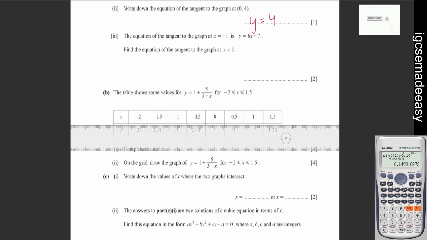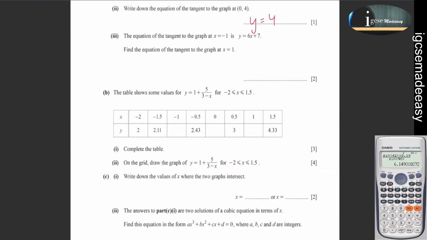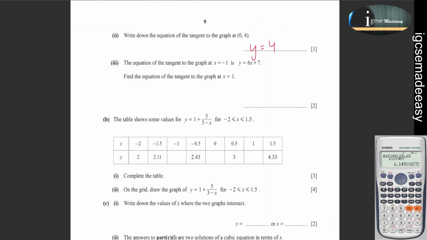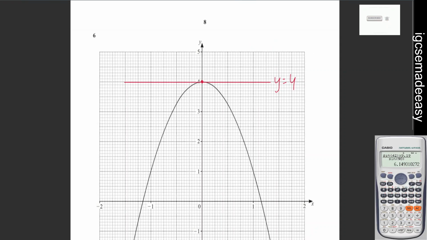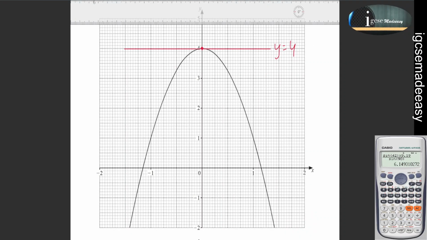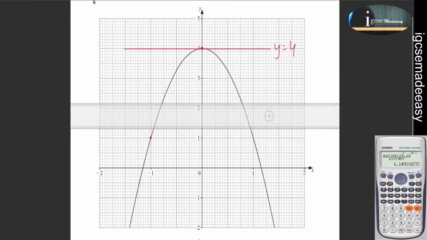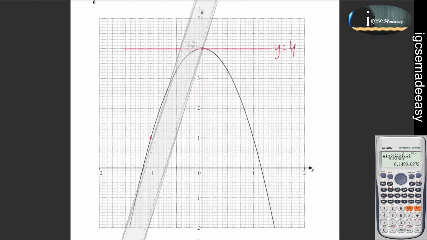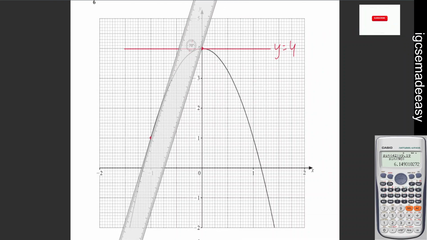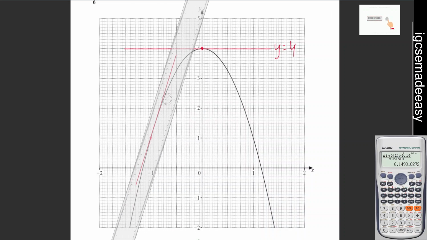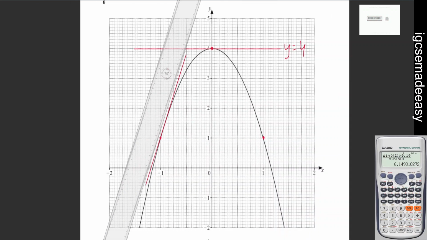The equation of the tangent to the graph at x equals 1 is this one, and the equation of the tangent to the graph at x equals minus 1 is this one. See, we are just changing the direction. Where x equals minus 1, we have a tangent like this. When we have plus 1, we will have a tangent like this.